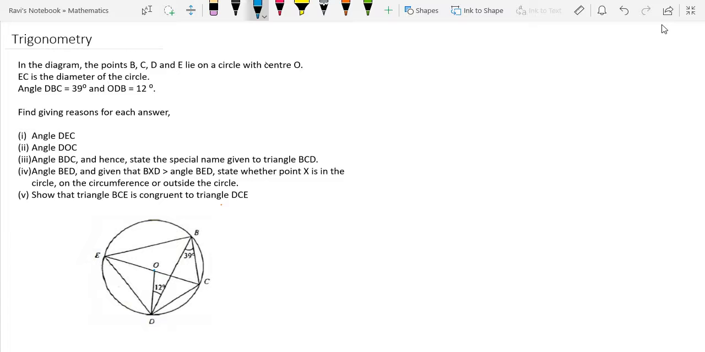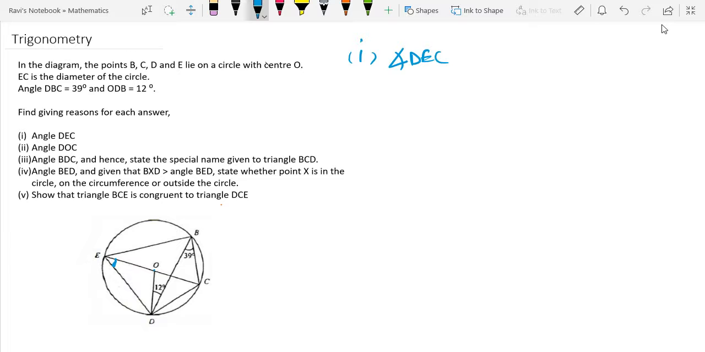So the first thing that we are asked to find is angle DEC. So angle DEC, where is DEC? DEC over here. So we need to apply some of the rules of angles within circles, triangles and circles, those rules that we have.